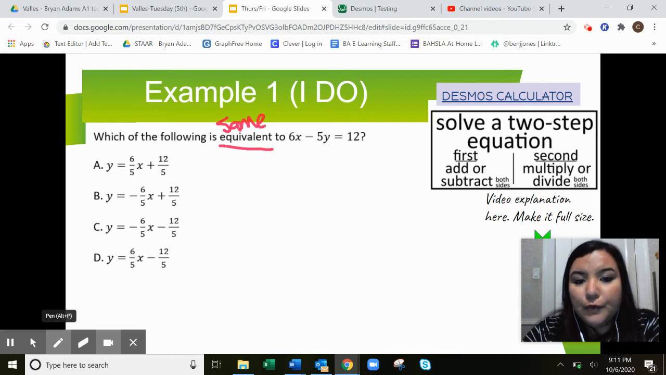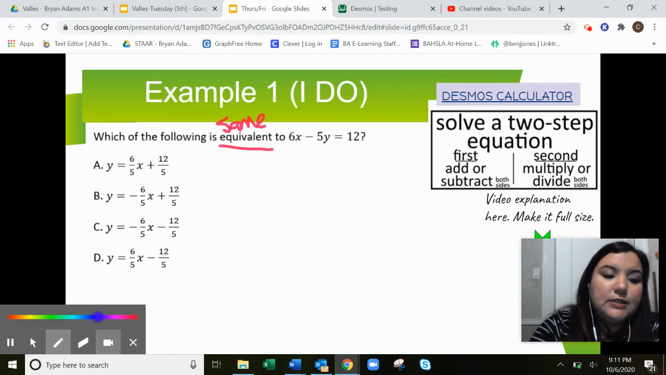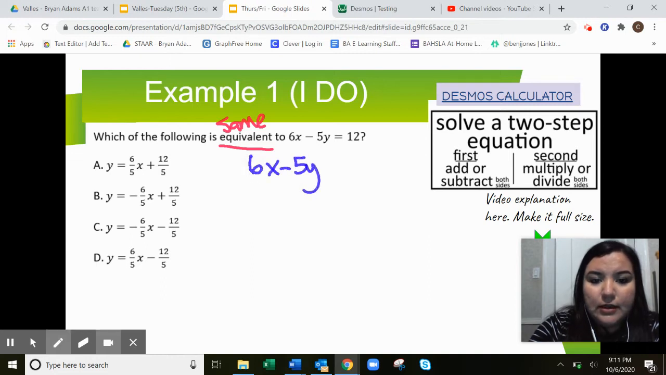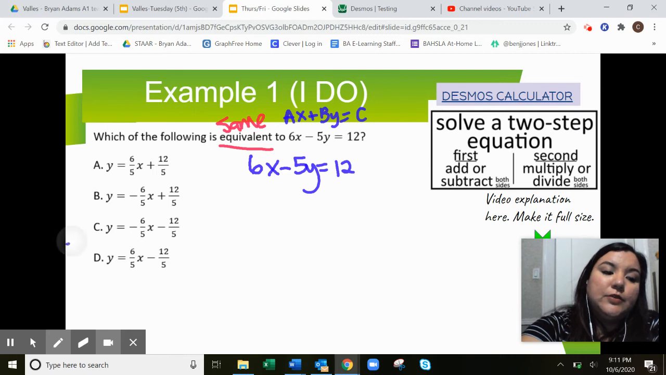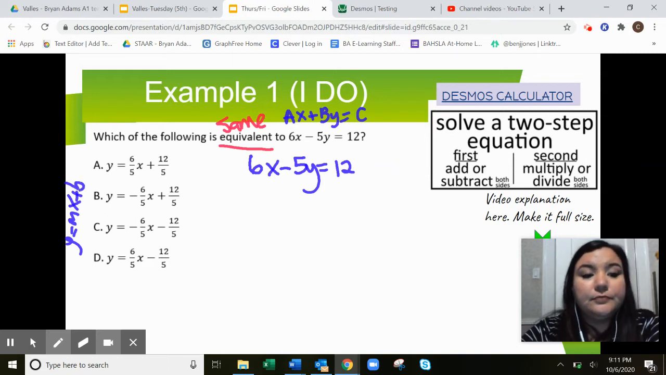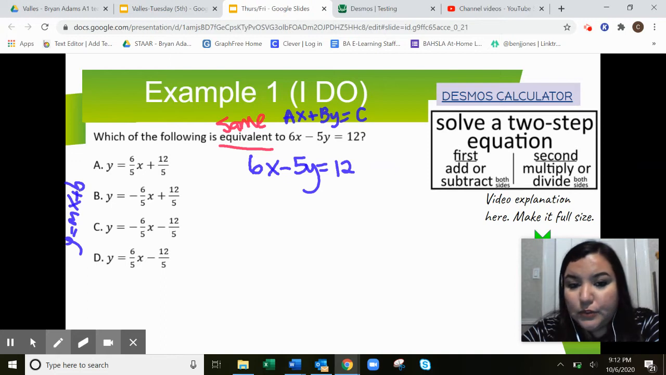Just for lack of room, I'm going to rewrite this equation here at the bottom. So based off the previous slide, we know that this is written in standard form because it is written in ax plus by equals c form. And then all of our answer choices are y equals mx plus b. So we're going to take this equation and set it equal to y.